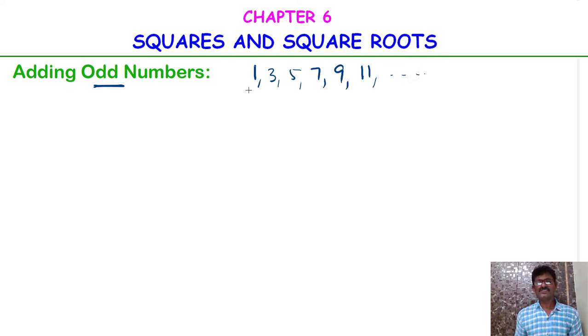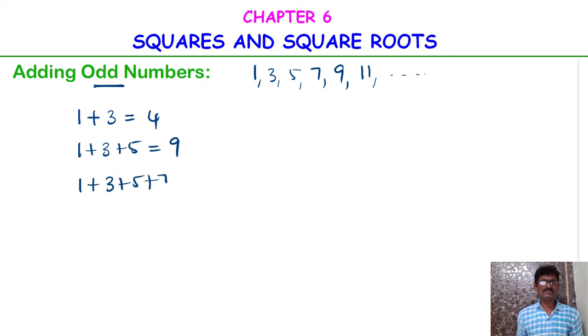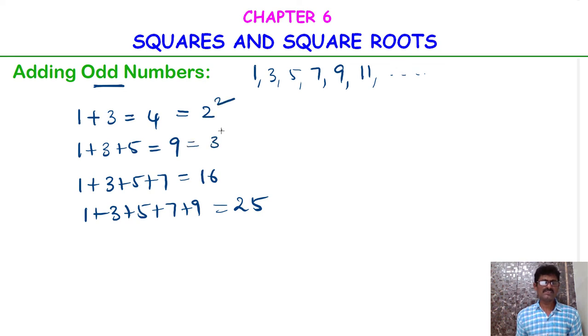Now if we add these odd numbers, like this you see, 1 plus 3. 1 plus 3 is equal to how much? 4. Now 1 plus 3 plus 5 is equal to how much? That is equal to 9. 1 plus 3 plus 5 plus 7 is equal to 16. 1 plus 3 plus 5 plus 7 plus 9, if we take, that will be 25. Now have you observed anything? So 4, you see, this is 2 square, 9 is 3 square, 16 is 4 square, 25 is 5 square. Like this, there is some pattern.